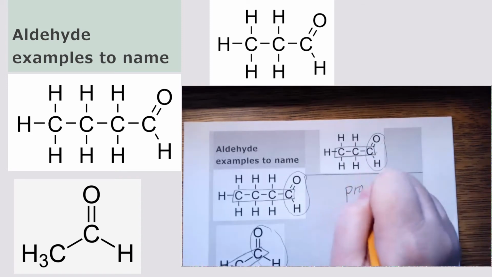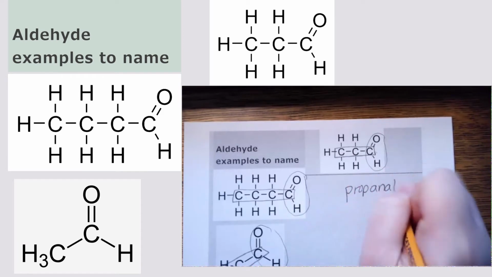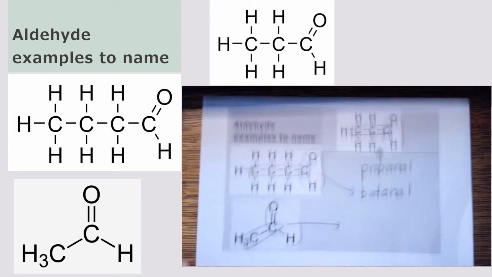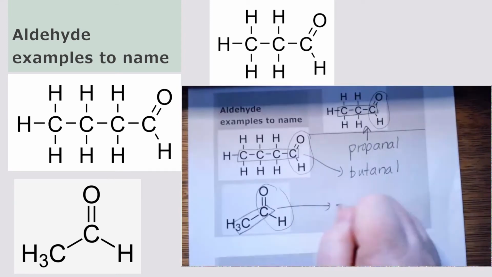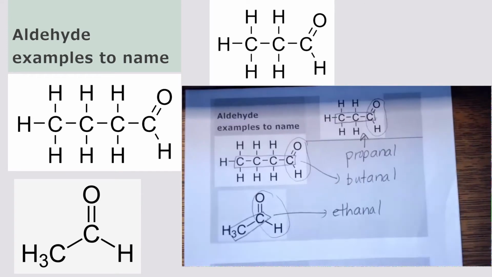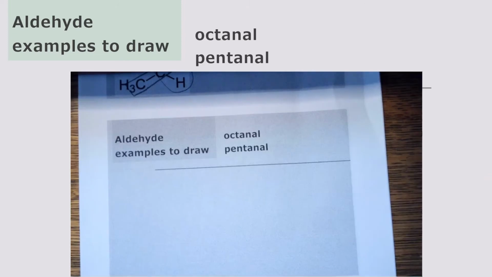So prop, anal for this one. For this one, how many carbons in the chain? 4. Butanal. This one, how many carbons in the chain? Oops, sorry. 1, 2, ethanal. That's it. Naming aldehydes, easy peasy. All right, let's draw them.